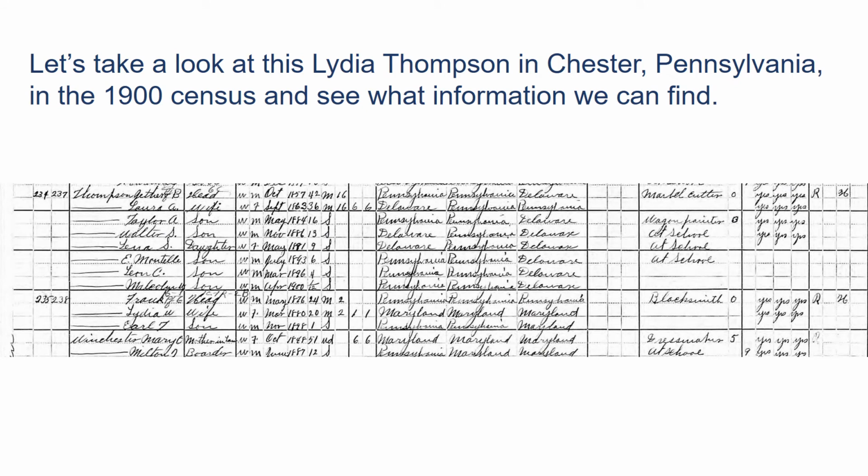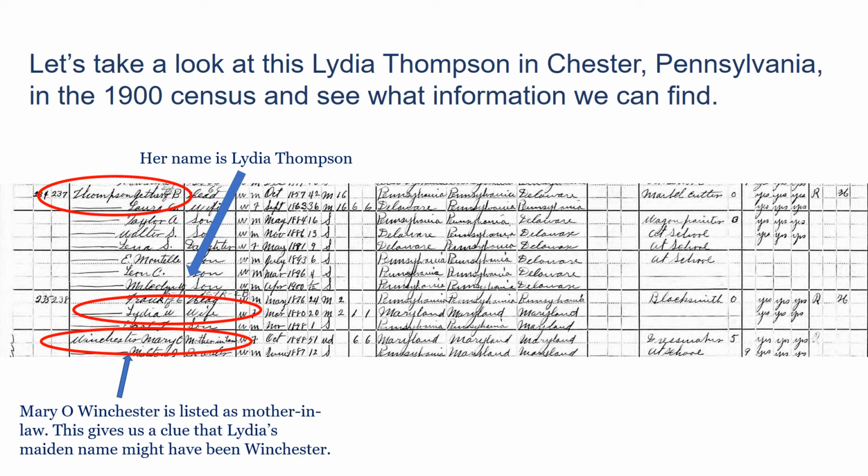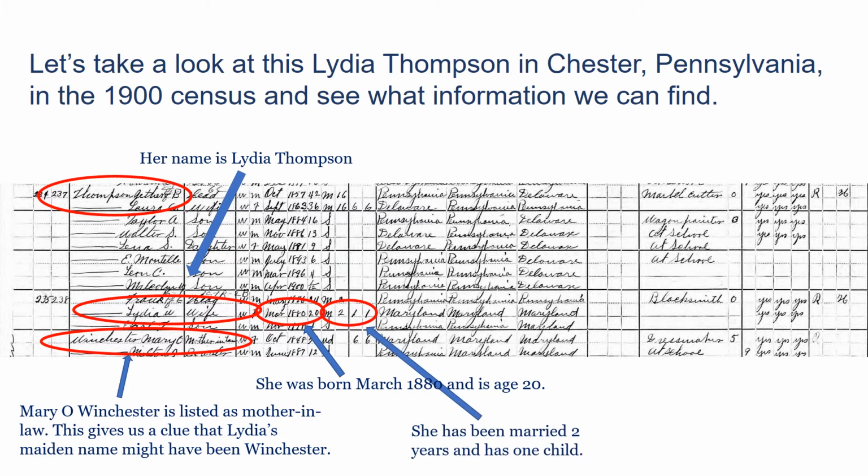Let's take a look at this Lydia Thompson in Chester, Pennsylvania in the 1900 census and see what information we can find. Her name is Lydia Thompson. Mary O. Winchester is listed as mother-in-law. This gives us a clue that Lydia's maiden name might have been Winchester. She was born March of 1880 and is age 20. She has been married 2 years and has 1 child. She and her parents were born in Maryland.